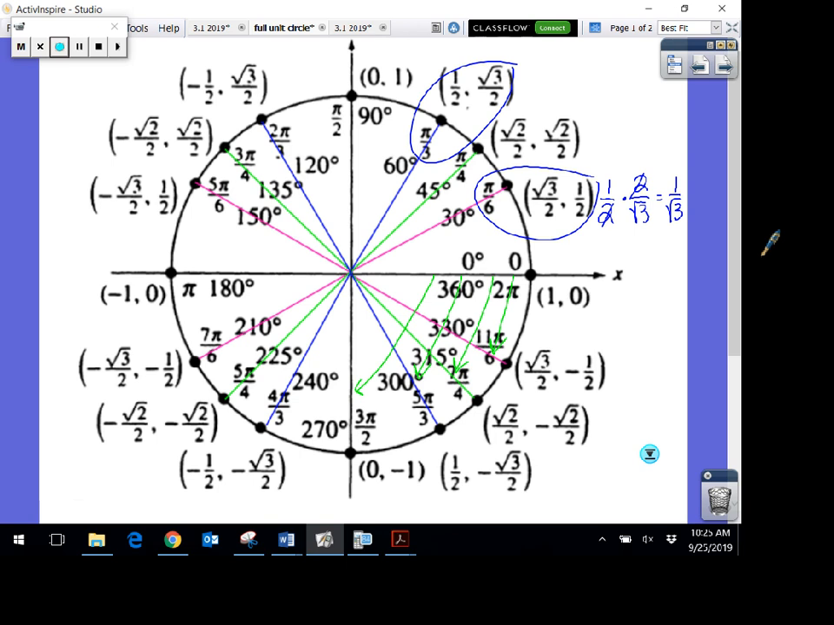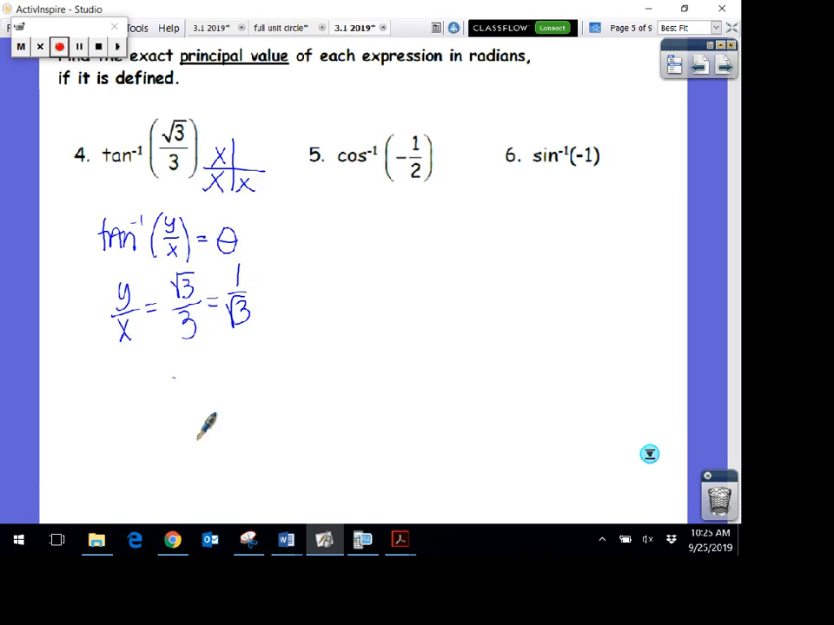Up here, I'm going to go ahead and do this. Y over x just gives us root 3, and 2 divided by 2 is 1. We wanted 1 over root 3. Again, if we rationalize that, that's the same as root 3 over 3. So our answer would be pi over 6.